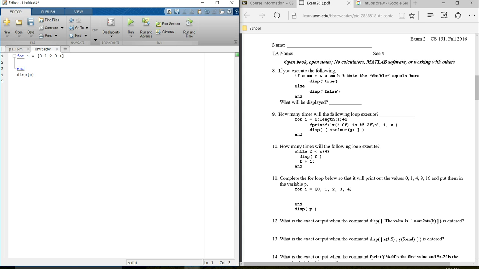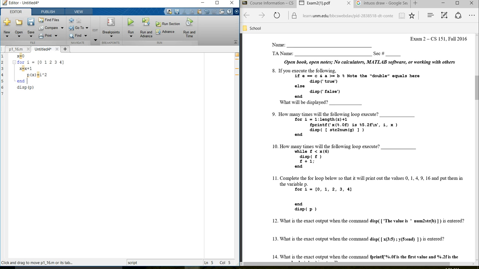And the way to put it in variable p is to build the matrix out. So we'd say p of something is equal to i squared. However, what do we put right here? Well, if we set x equal to 0 up here, we put p of x right there, and right before p of x, we put x is equal to x plus 1.